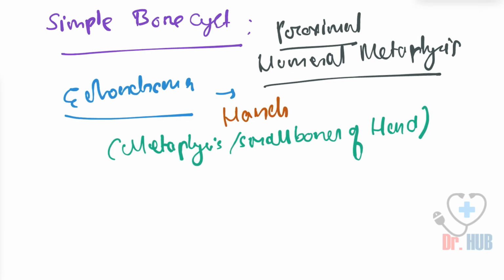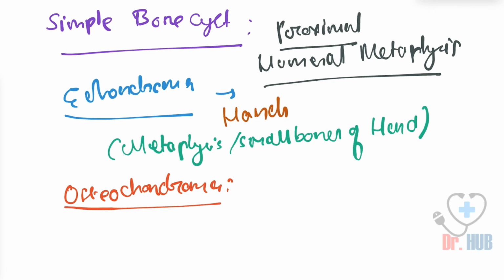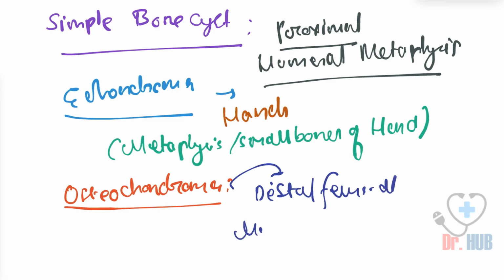Next we also have the osteochondroma. So where is the osteochondroma present? The osteochondroma is present in the distal femoral metaphysis. So the distal femoral metaphysis is where the osteochondroma is most commonly present.